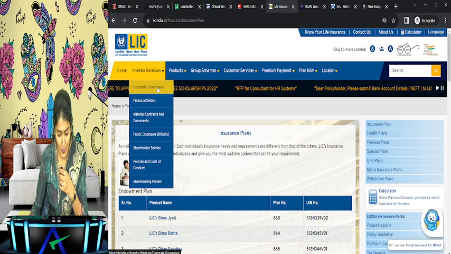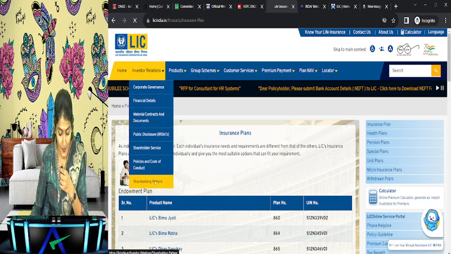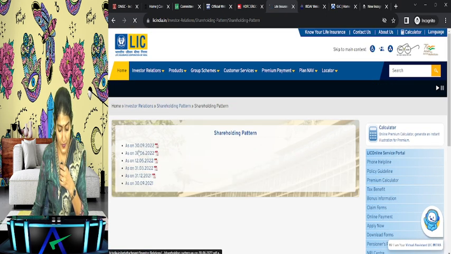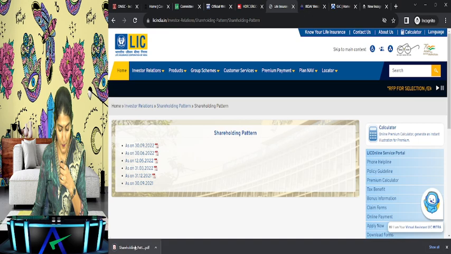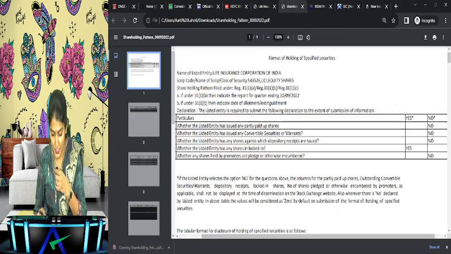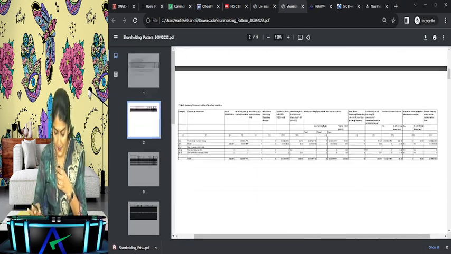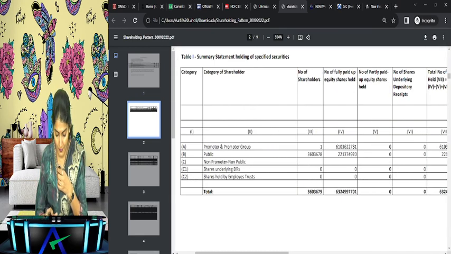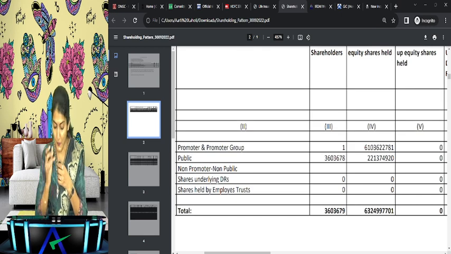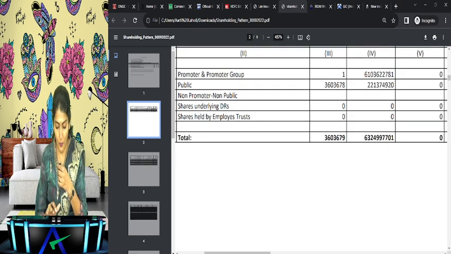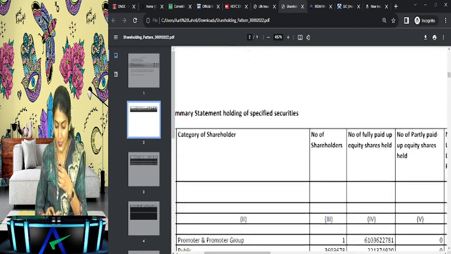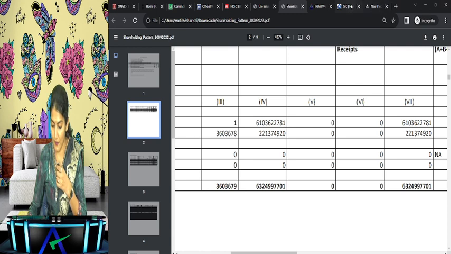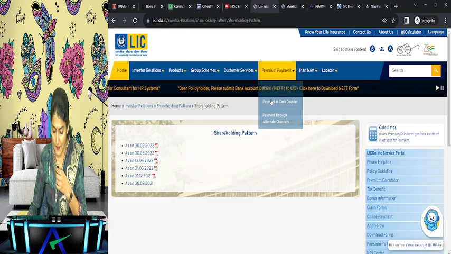Then the financial details, the corporate governance, the shareholding pattern of the LIC. The dividend details as on say 30th of September 2022. What has been the shareholding pattern? The tabular format of the shareholding has been given over here: the promoter groups are holding how many shares, non-promoters are holding how many shares, then the shares under the employee trust, and the number of shareholders. So that is the life insurance company.